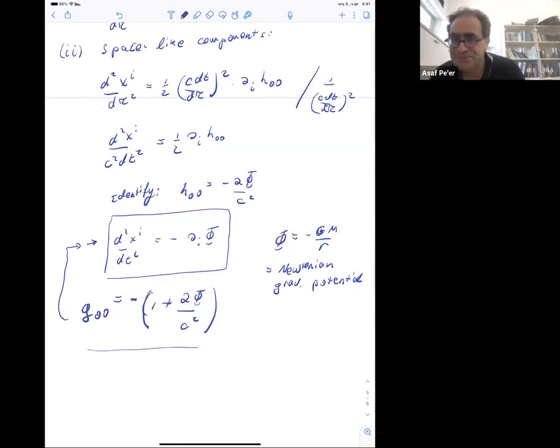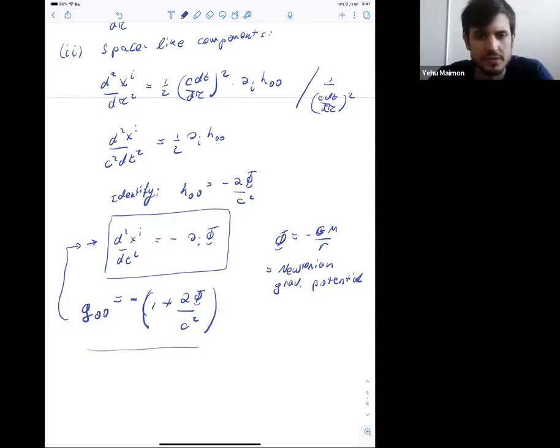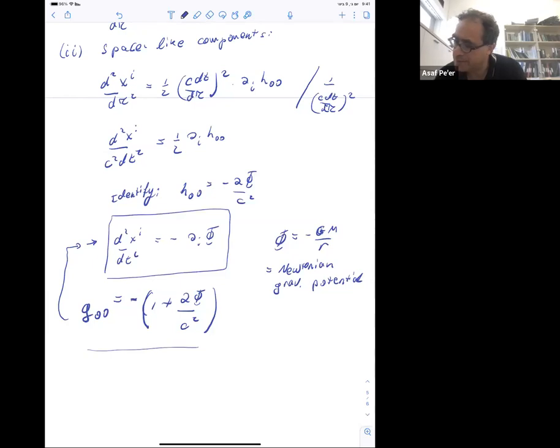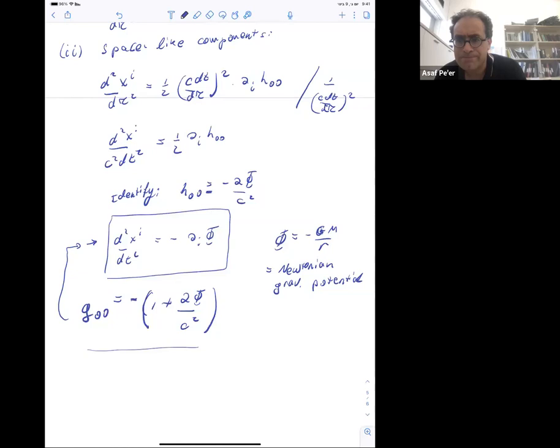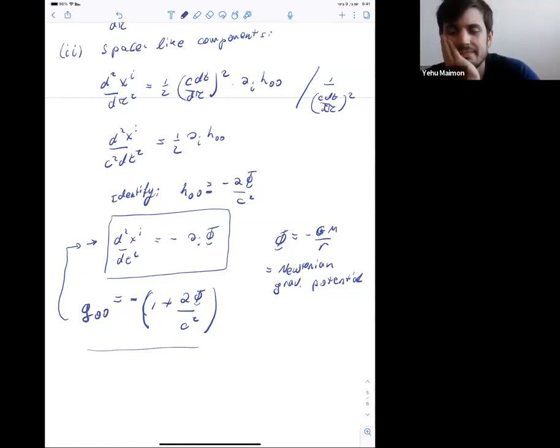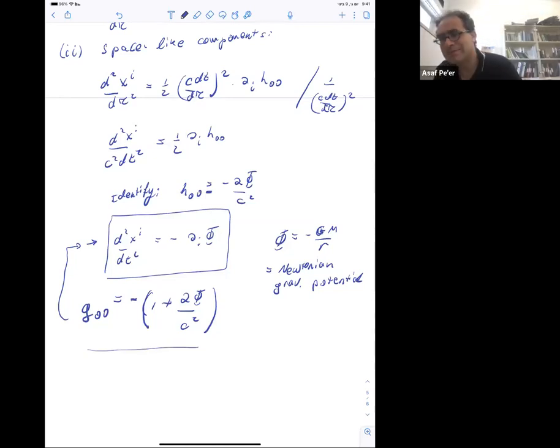Questions? Yeah. How did you identify H00 as the potential? What do you mean, how? I said, okay, if I do that, then I retrieve back the equation of motion familiar from Newtonian physics. Oh, so it's an assumption. It's a clever guess. Okay. But yeah, it's a guess essentially.